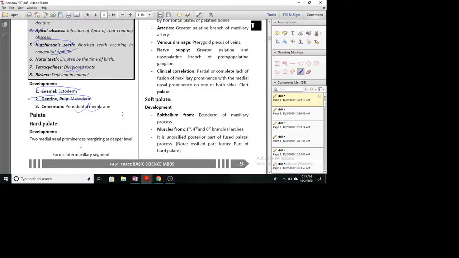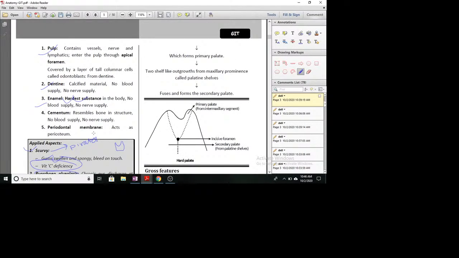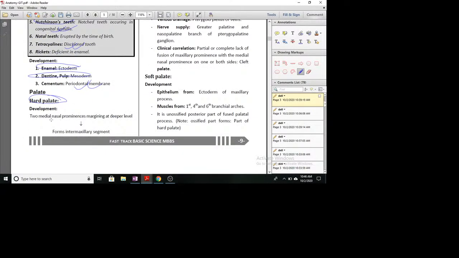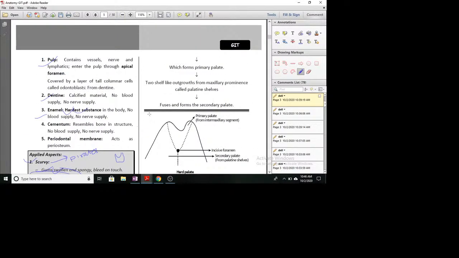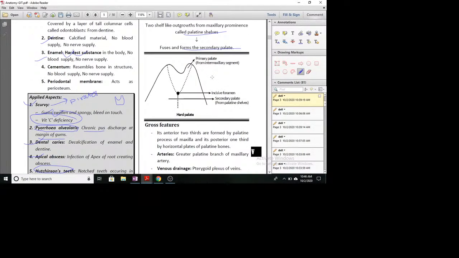Now, hard palate. Development of the hard palate. We have the palate, which can be divided into hard palate and soft palate. The soft palate is present posterior to the hard palate. Development is given right here. The nasal prominence merging at the deeper level forms the intermaxillary segments, which form the primary palate. Two shelf-like growths from the maxillary prominence are called palatine shelves, which form the secondary palate. Incisive foramen.